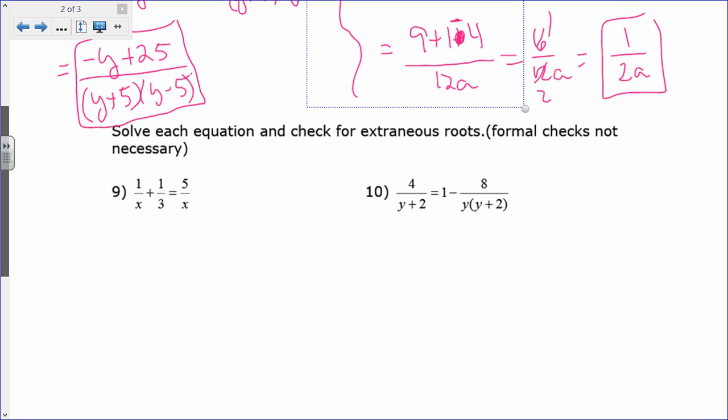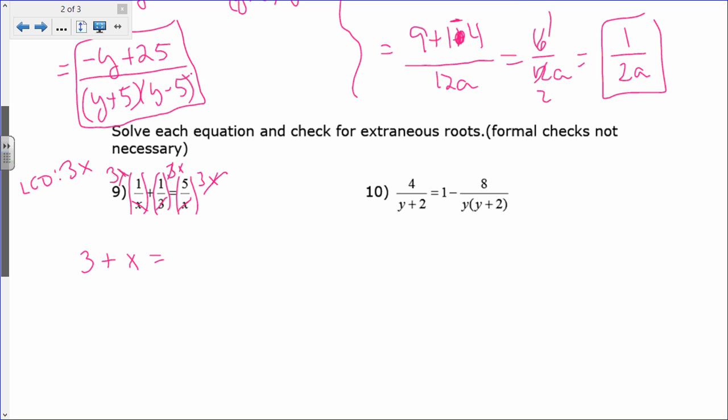So here we have to find LCDs again, but this time the role of the LCD is to get rid of the denominator instead of making common denominators. So my LCD is 3x. So here we multiply everything by 3x. In the first fraction, the x's cancel out, so I'm left with 3. Plus, in the second fraction, the 3's cancel out, I'm left with x. Equals, in the third fraction, the x's cancel out, and 5 times 3 is 15.